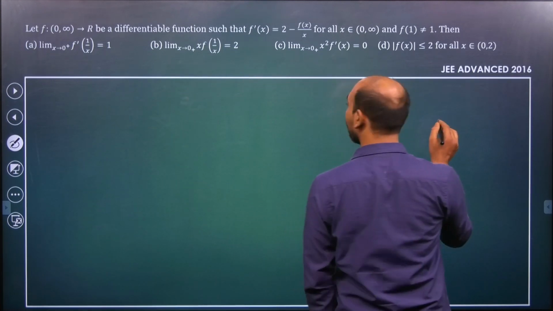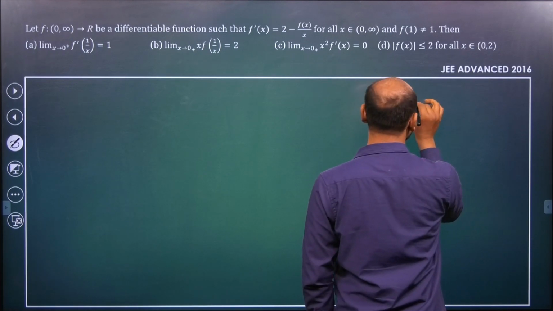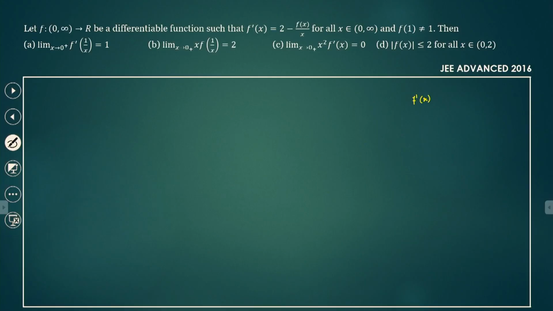So here it says that we are having f dash x is equal to 2 minus f(x) by x. So for simplicity, I just write down that let y is equal to f(x). Then the given differential equation reduces to y dash is equal to 2 minus y by x. So if I do the cross multiplication, we'll get x y dash plus y is equal to 2. Now the left hand side can easily be written as d/dx of xy. That's equal to 2, okay?